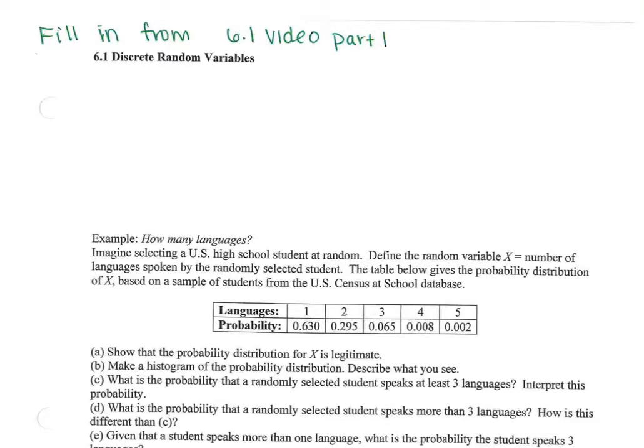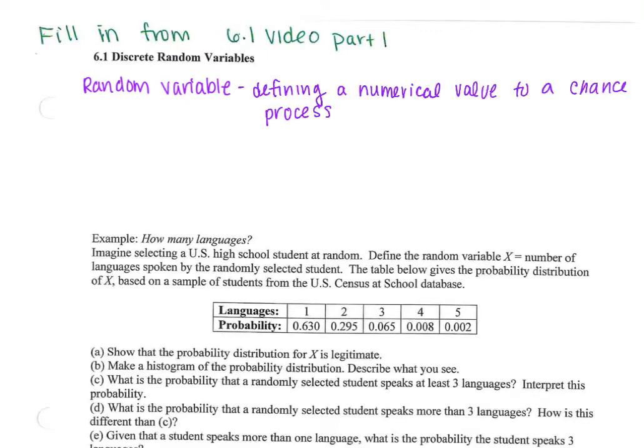This video is an introduction to random variables in 6.1, where we will mostly focus on discrete and continuous probability distributions. So first of all, we need to realize what a random variable is. A random variable is any way that you define a numerical value to a chance process. For example, if the chance process was flipping a coin 3 times, the random variable would be the number of heads that you could get.